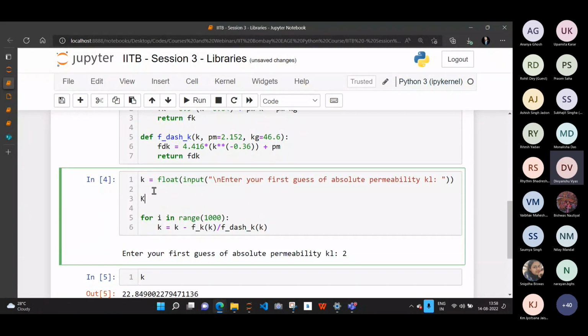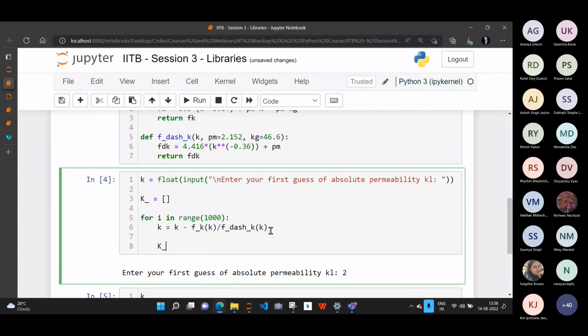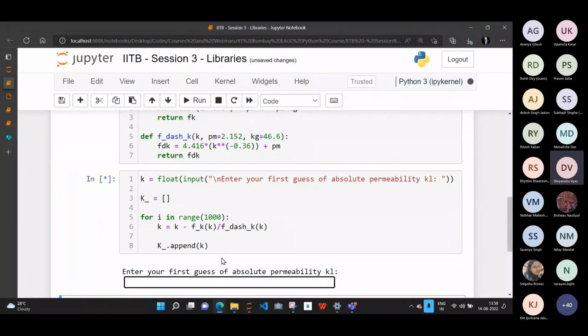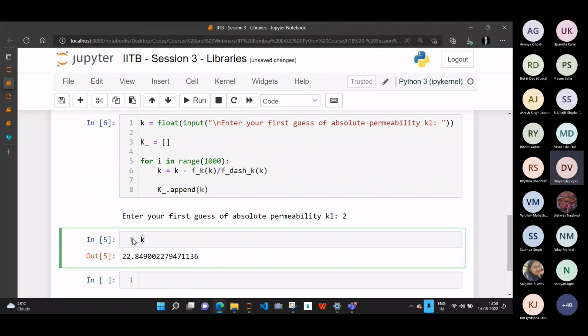Let's see the overall transition from initial guess to the final guess. We can append every new permeability to this list that we have, k underscore dot append k. This is just to track how Newton-Raphson's basically improved the entire thing. You don't have to worry about visualizations, but I want to see whether it's transitioning towards a plateau. It's converging, because we are saying that the solution is converging, but what does that mean?